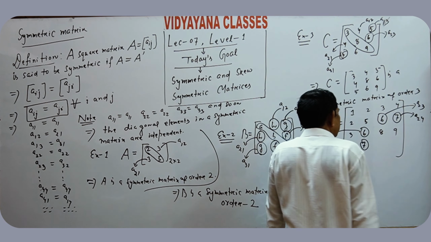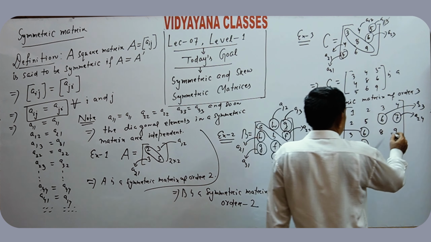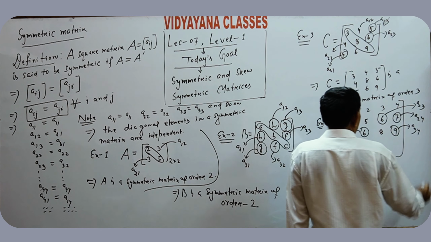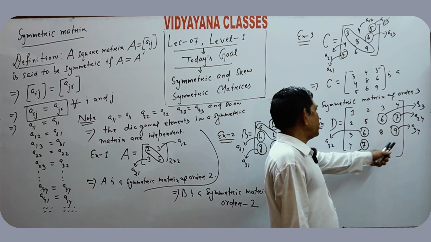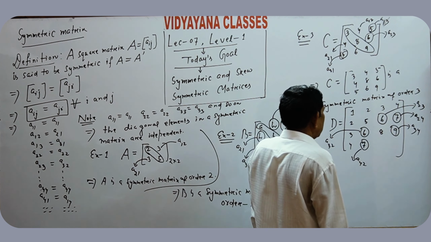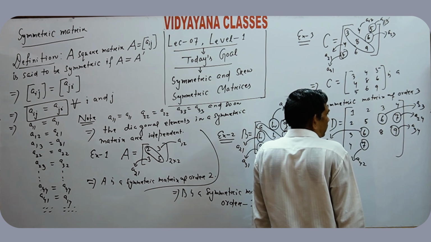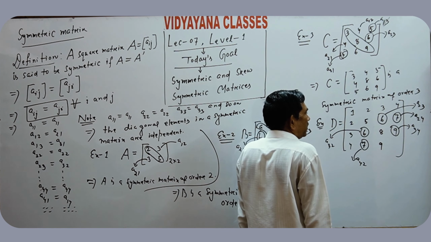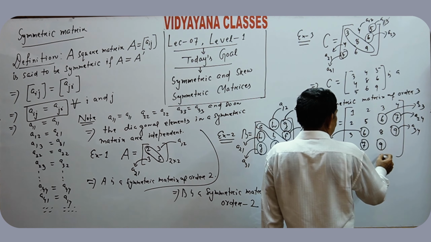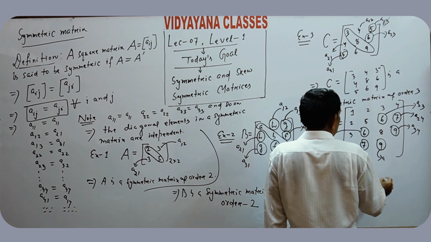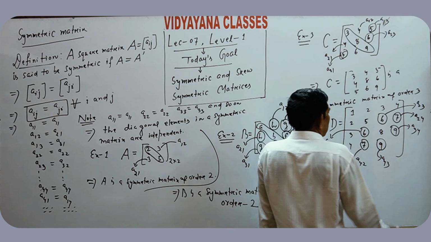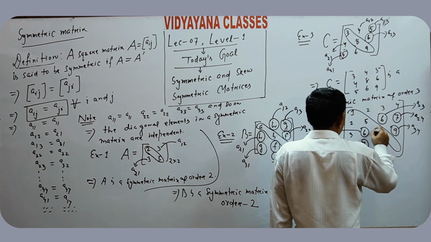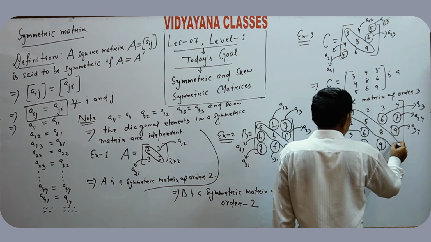Suppose it is 9. The element of third row and fourth column will be the same as A43, that means the element of fourth row and third column. This is the same as this. The diagonal elements are independent, so we can take it, suppose 10.